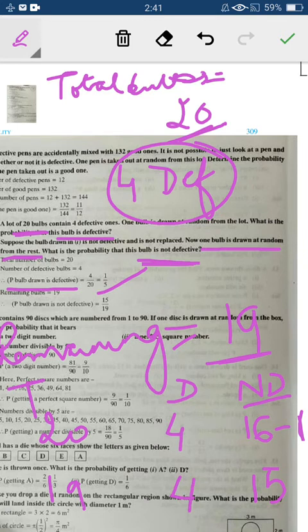Is that clear, everyone? Yes. Now what do we have to find? Probability that the bulb is not defective. How many non-defective bulbs are there? 15. And how many total bulbs are there? That is 19. So what is the probability? 15 divided by 19.